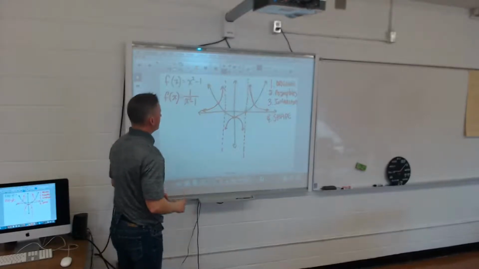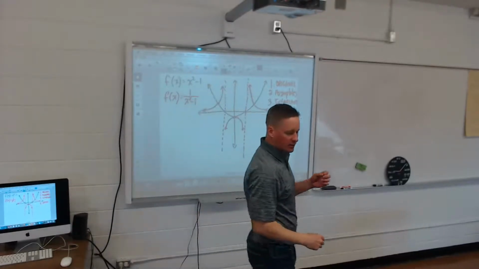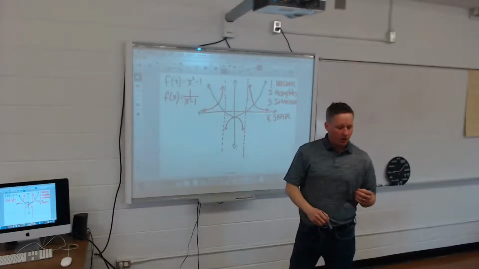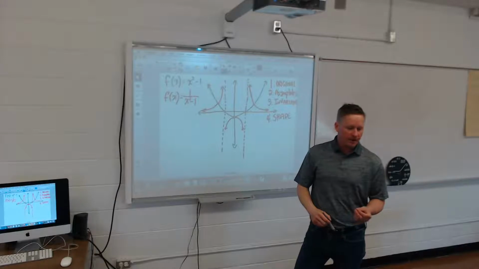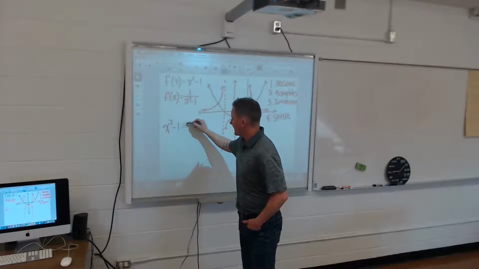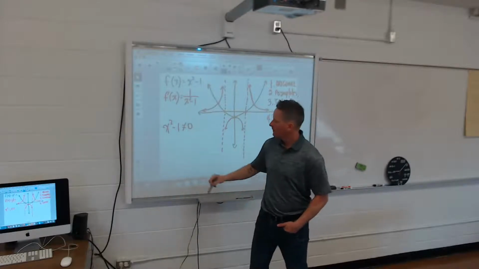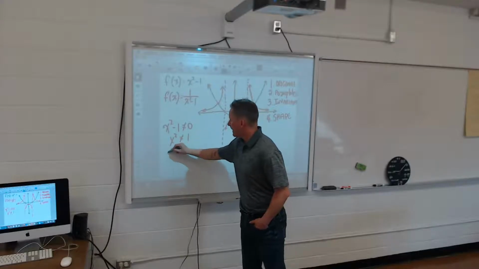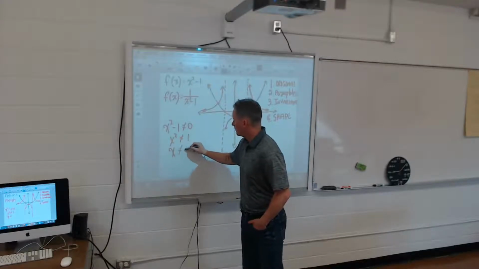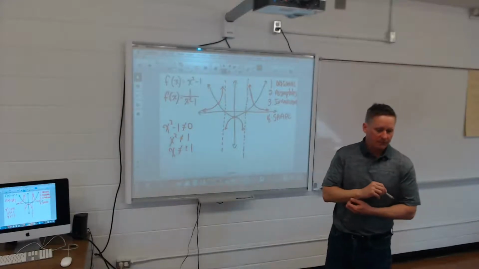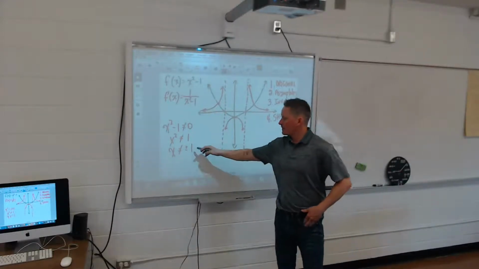So I want to graph f of x equals 1 over x squared subtract 1. Well, I know from all the work that we've done that I can't have a 0 in the denominator. So that means that x squared minus 1 can't equal 0. x squared cannot equal 1. x cannot equal plus or minus 1. So there's where my asymptotes occur, at plus or minus 1.